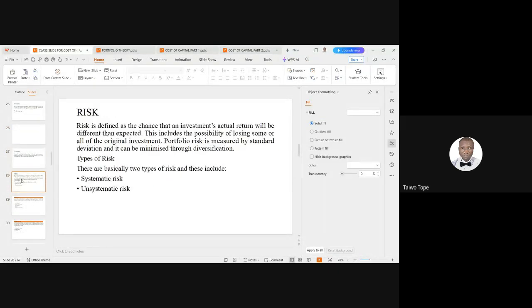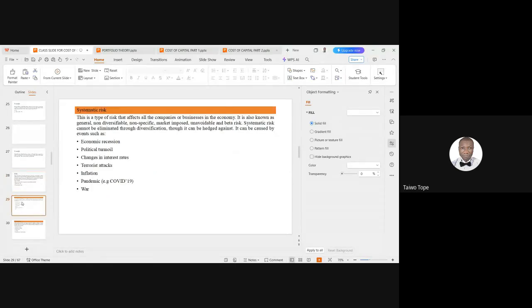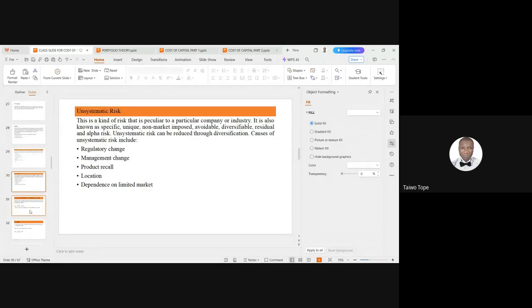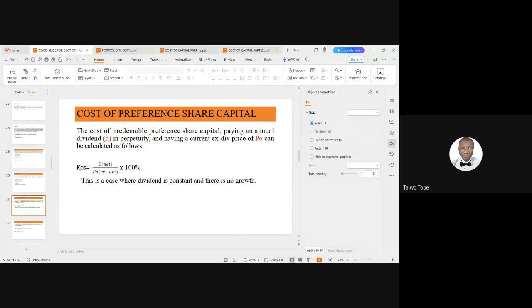Though based on the syllabus, we have to talk about risk. Let me skip risk so that I will not alter the flow. Yes, we have cost of preference share capital. What is preference share? Let me start with that.